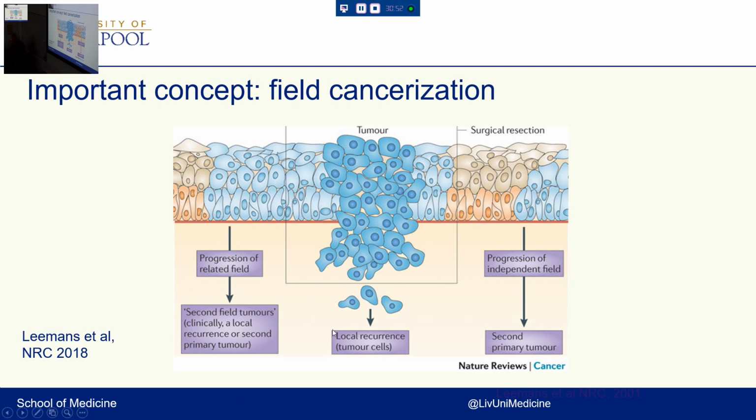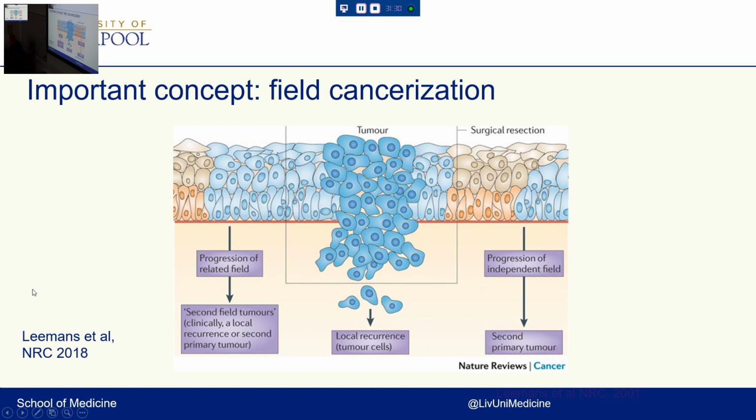You might get recurrence of tumour if the surgeons maybe left a little bit of the tumour behind. But then, particularly if the patients continue to smoke, for example, they might gain a new bit of field, a new genetically abnormal field, and again, you can get the progression of an independent field, which is a true second primary tumour. Most patients probably get a second field tumour. And so the concept of field cancerization, a large field of genetically primed epithelium, is a very important concept in understanding how molecularly oral cancer, head and neck cancer, progresses in patients.